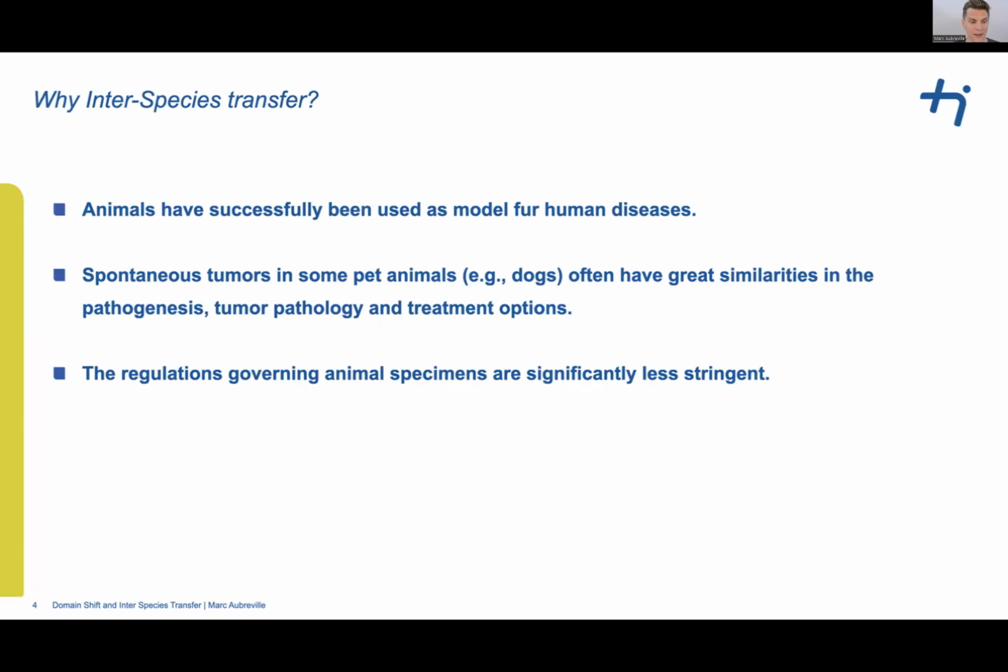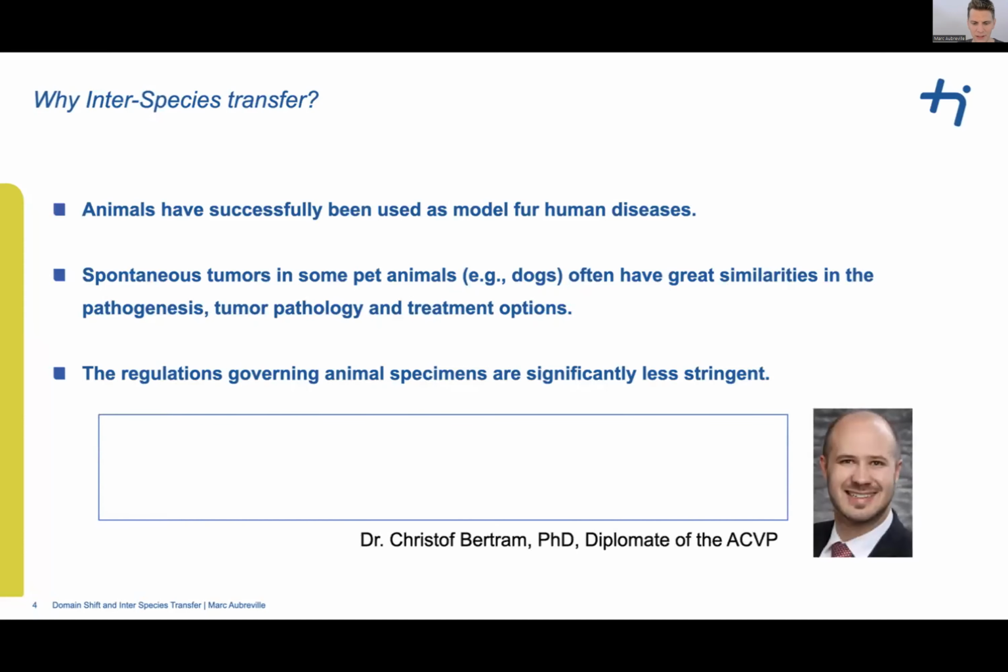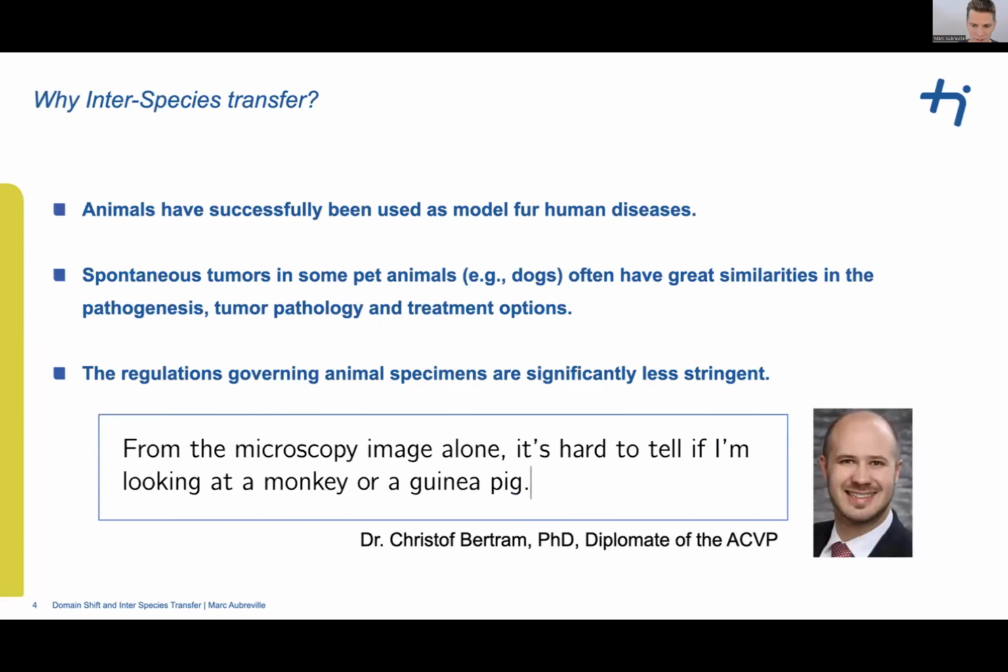And the reason why we are so confident about working on animal specimens is that when we started this several years back, I talked to Christoph Bertram, who is a good collaborator of ours. He's at the University of Veterinary Medicine in Vienna, and he told me that from the microscopy image alone, he can hardly tell if he's looking at a monkey or a guinea pig. So that gave us a clue, because if there is something so subtle that for a human it's hard to tell the difference, maybe the domain shift is not that severe.